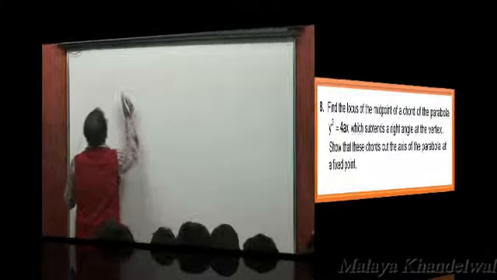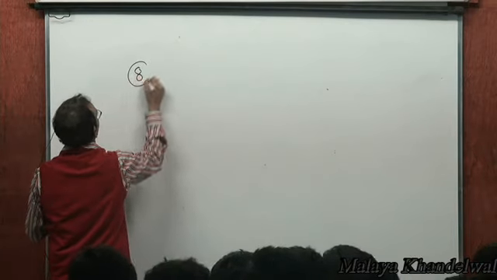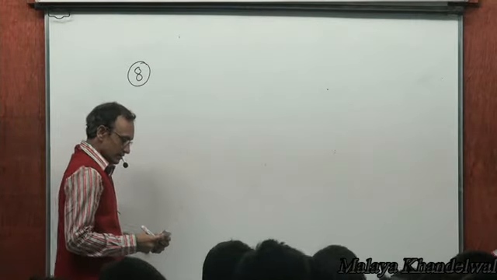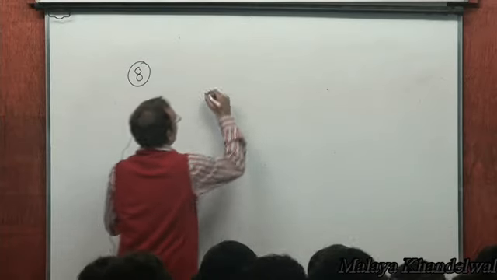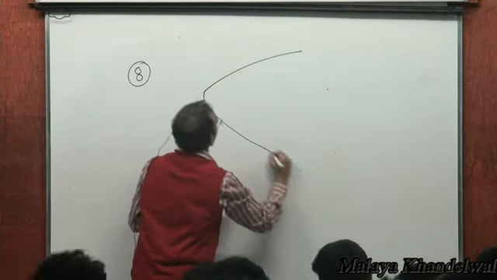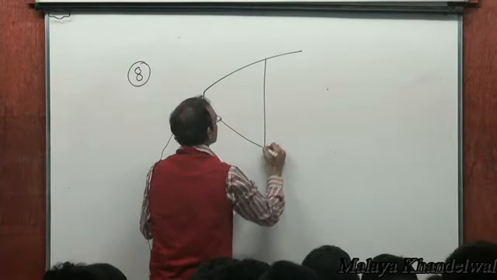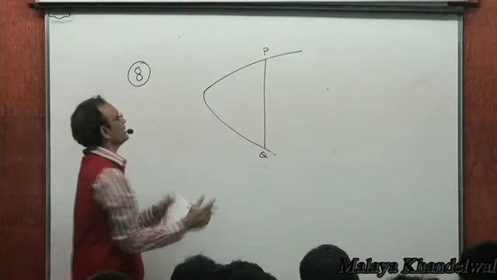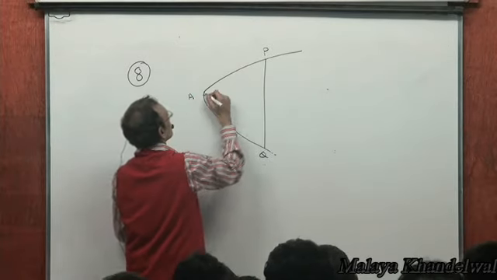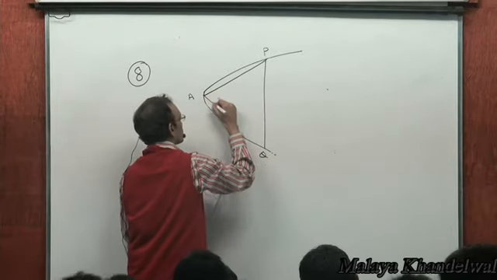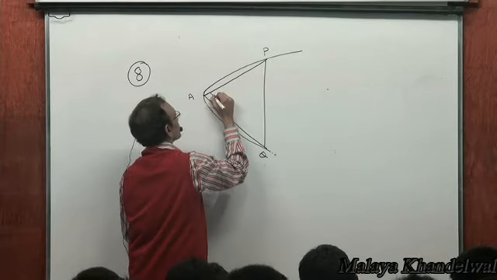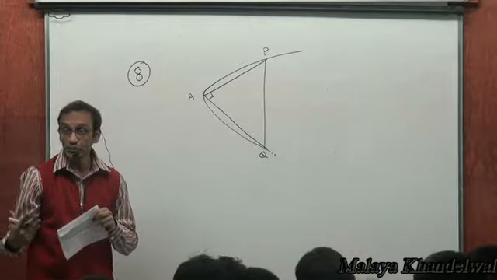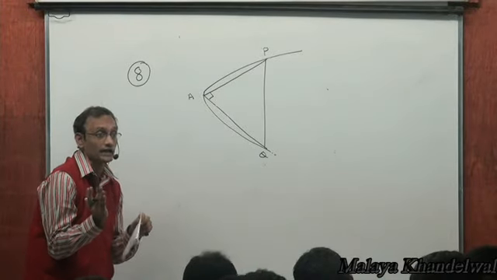Now in problem 8, we are talking about all chords PQ of a parabola that subtend a right angle at the vertex. There are an infinite number of PQs that will subtend a right angle at the vertex.